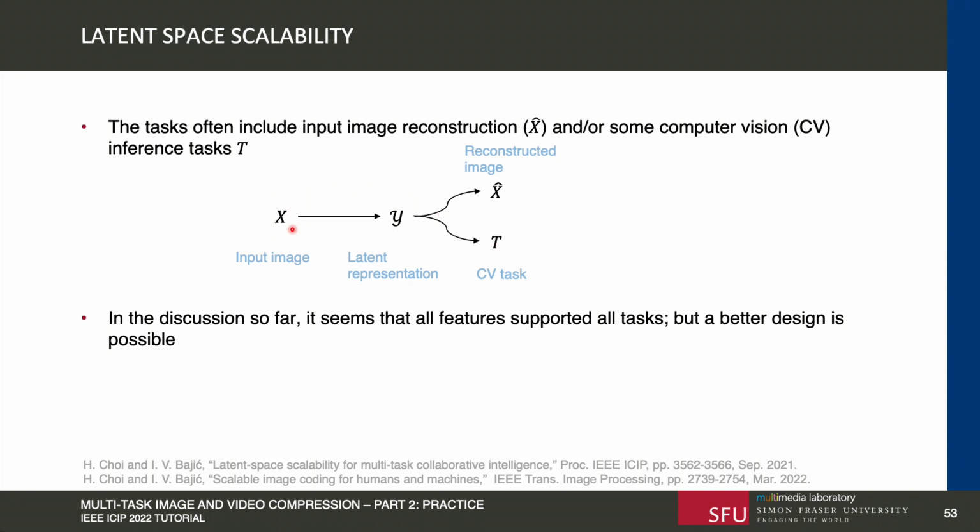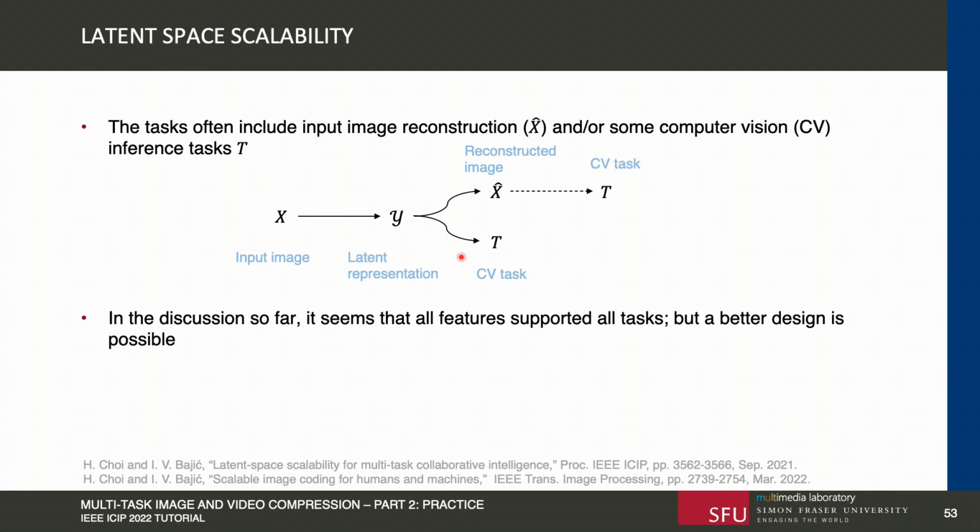The input image is mapped into a latent representation which will be compressed, and from which we will then be able to reconstruct the input image as well as perform some computer vision task. In the discussion so far, we didn't really worry too much about which parts of this latent representation support which task. In fact, it seems as if the entire latent space supports all the tasks. But we'll see that a better design is possible.